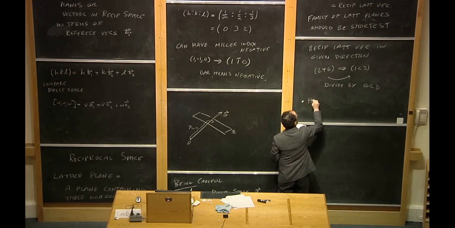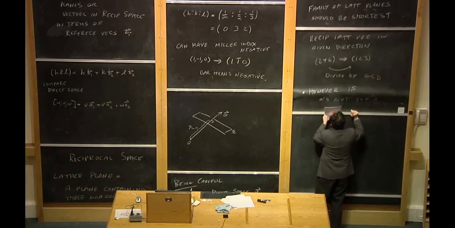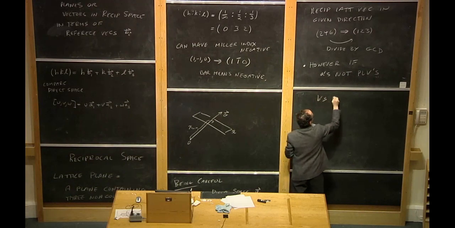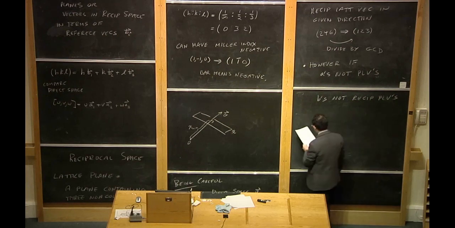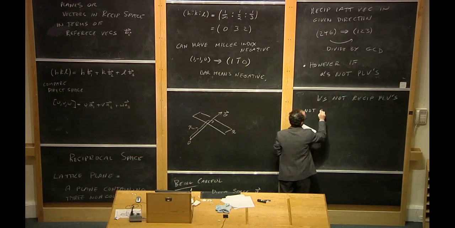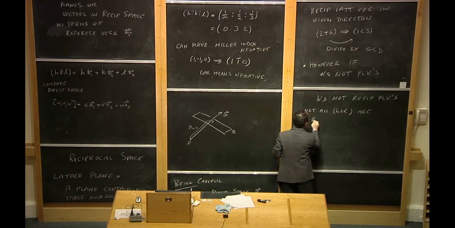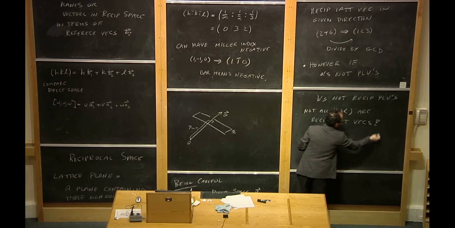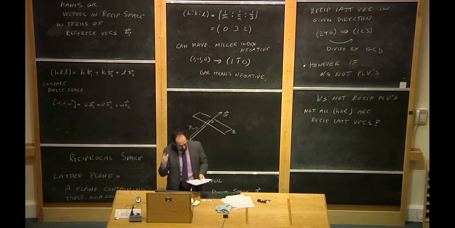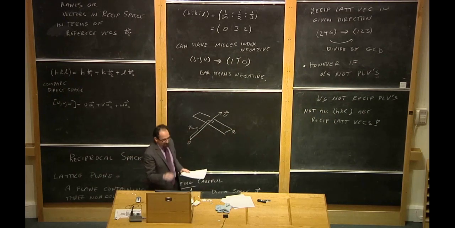However, if the A's are not PLVs, then the B's are not reciprocal PLVs, which means that not all HKL are reciprocal lattice vectors. And this is the source of most good exam problems. Okay, so let me show you exactly what we mean by this.